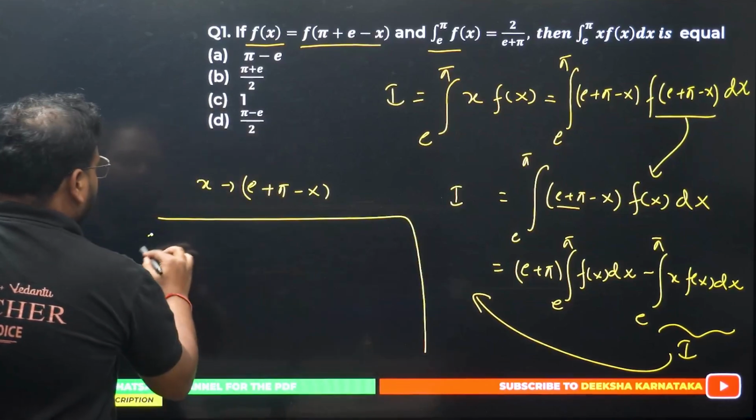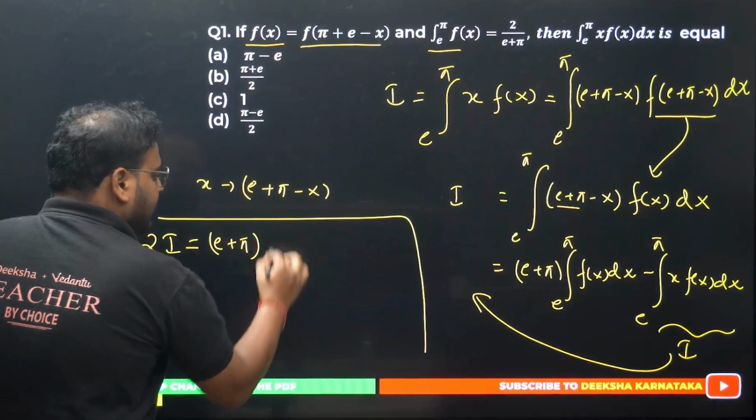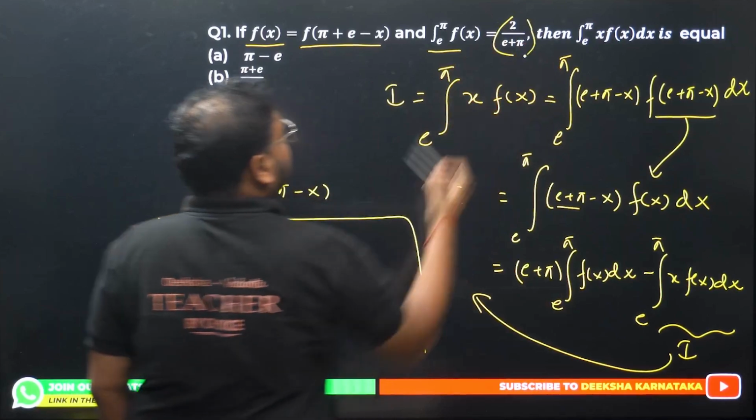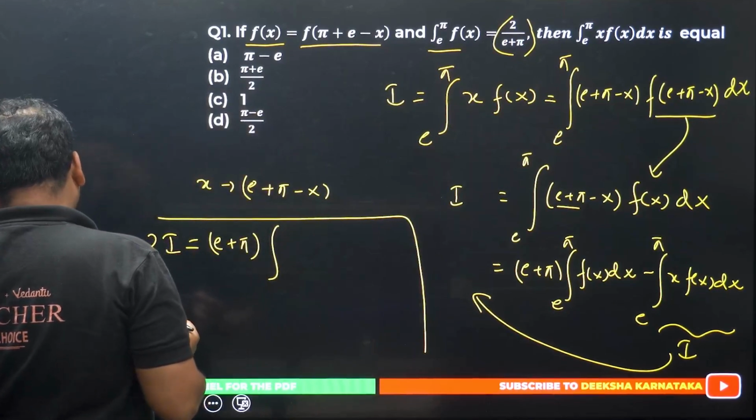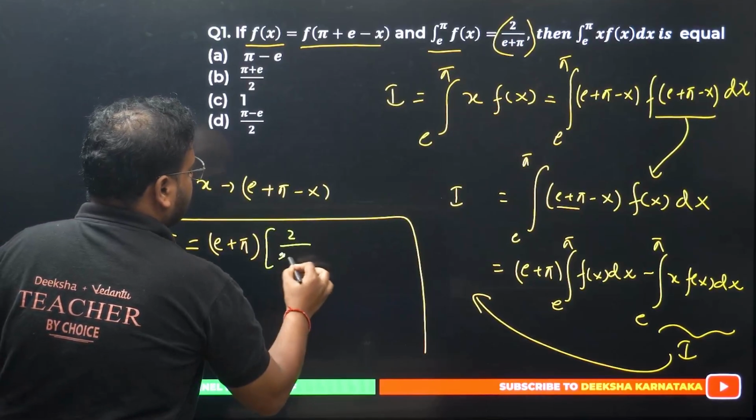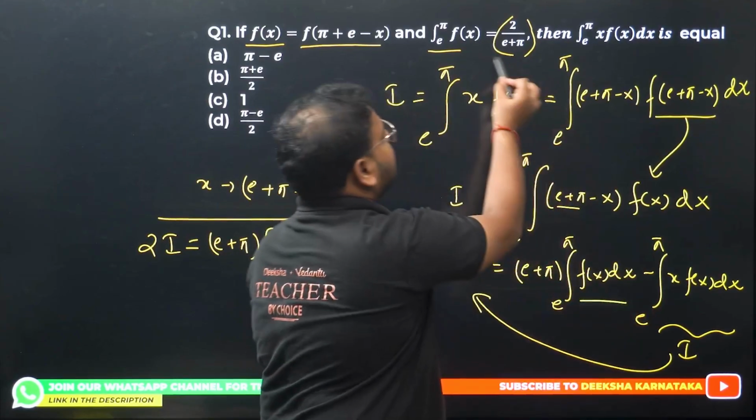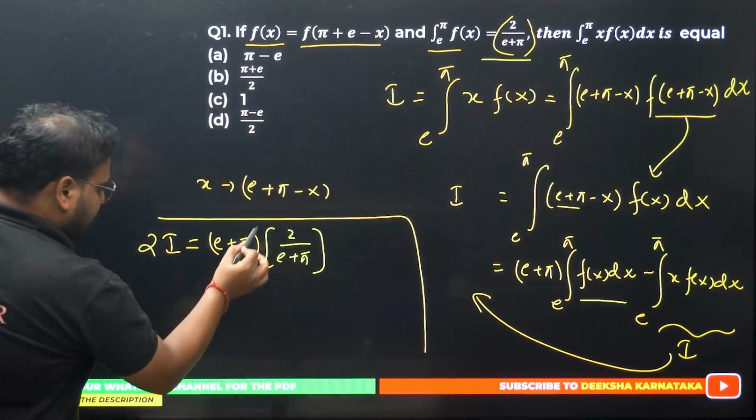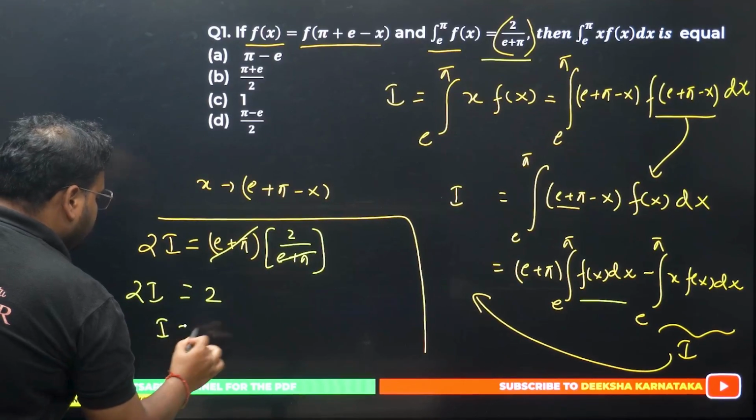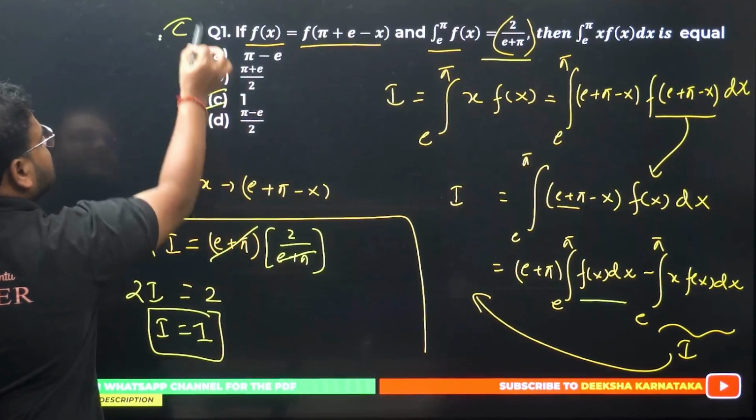So I will have 2I equals e plus π, the constant outside, times the integral of this value. What is the value of this integration? They've given this as 2 upon e plus π. So basically remove the integral and write that value, 2 upon e plus π. Please check, the integral from e to π of f(x) dx is given by this value. Then I can remove this 2. I get simply 2 equals 2I, hence I equals 1. The value of the integration is 1. Option C is correct.